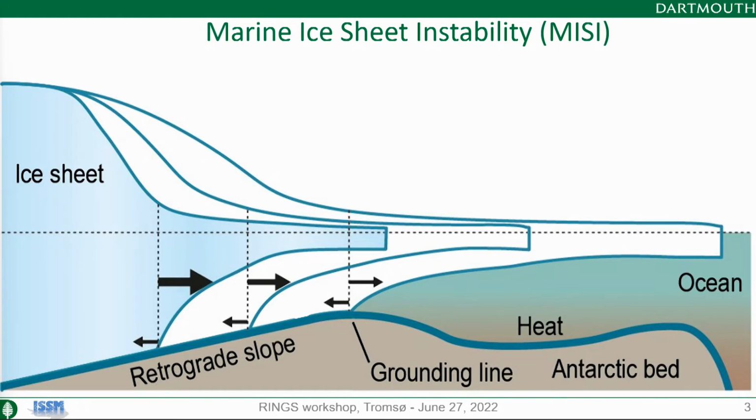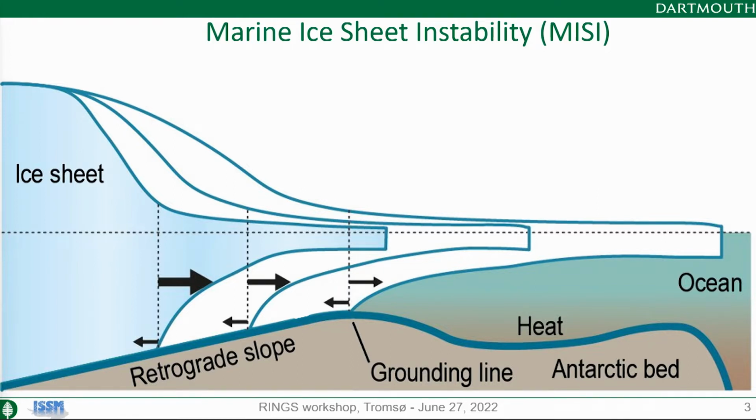So the marine ice sheet instability, MISI, is not the same as the marine ice cliff instability. That's still very controversial, and we don't have clear observations of it. Marine ice sheet instability is something that's proven, that we've been observing, that we can show mathematically, so it's real.